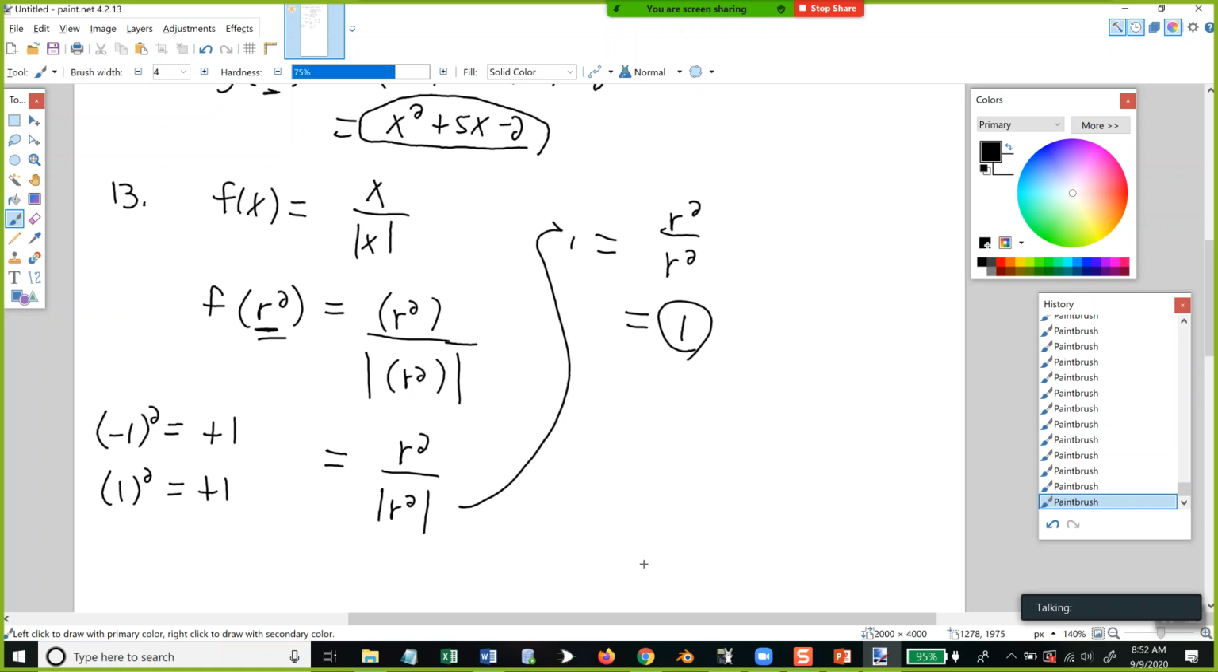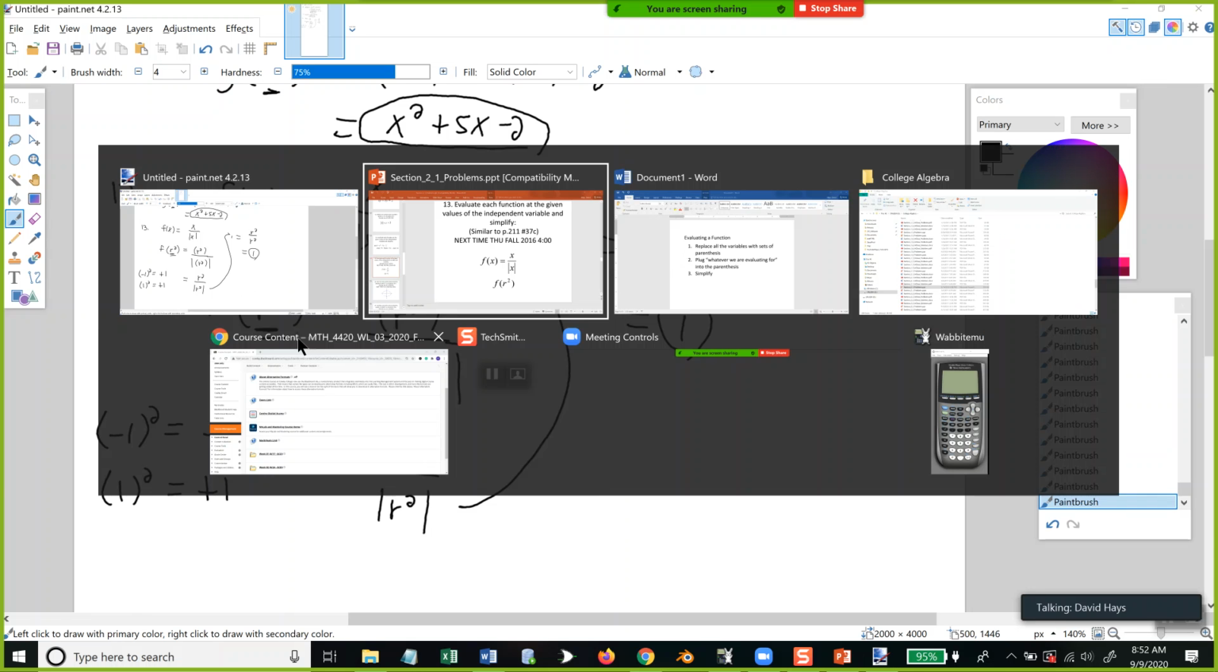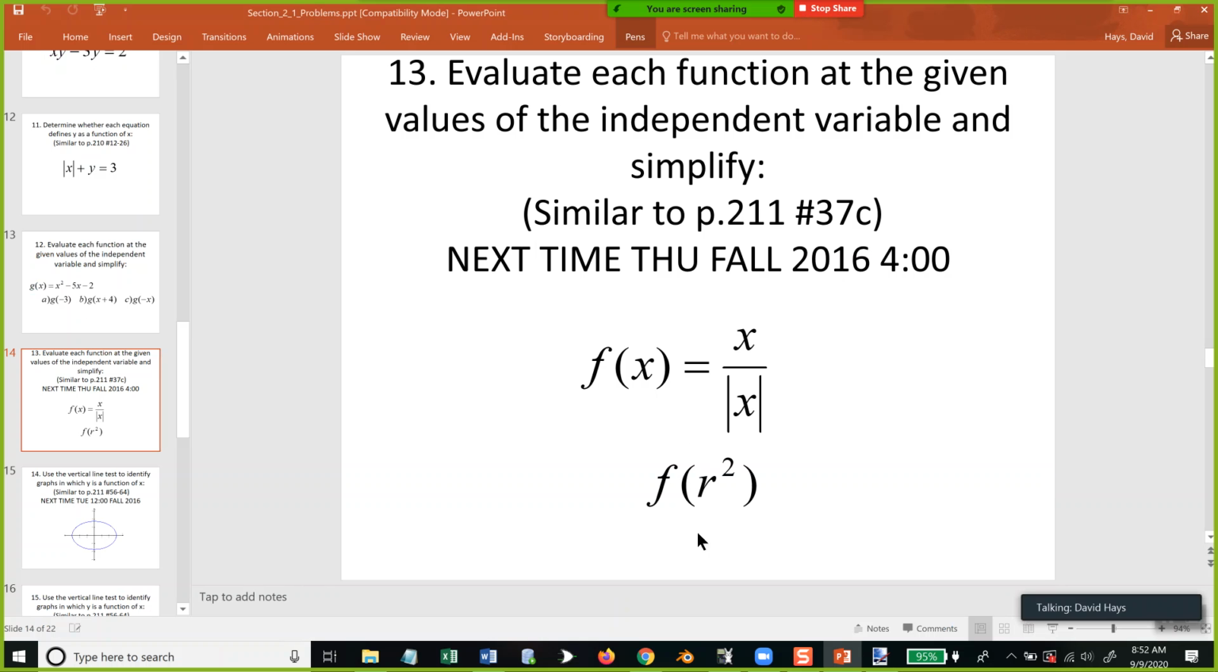Questions on evaluating functions? They give it to us. They're asking us to evaluate for.